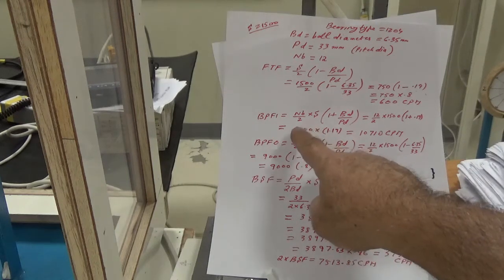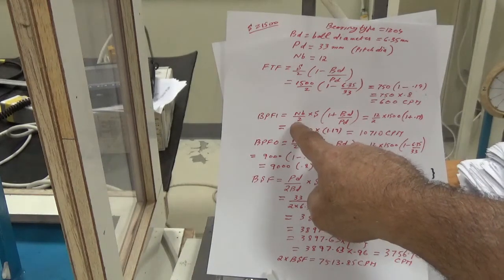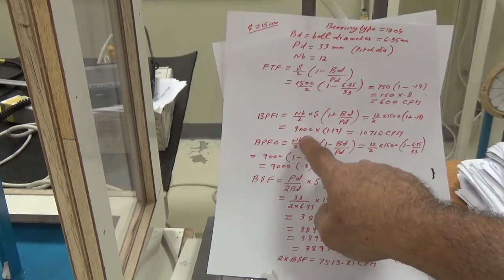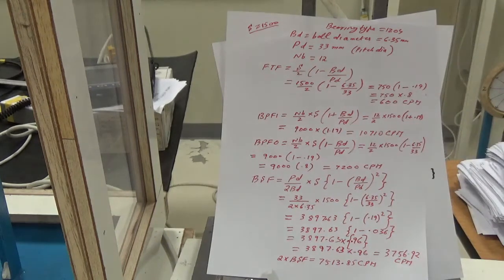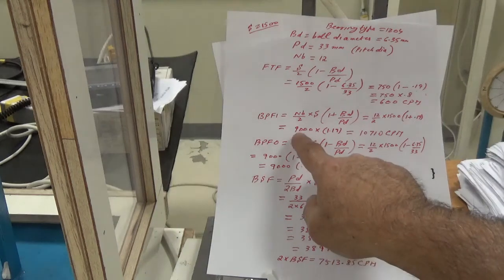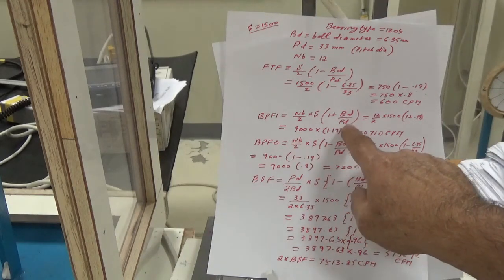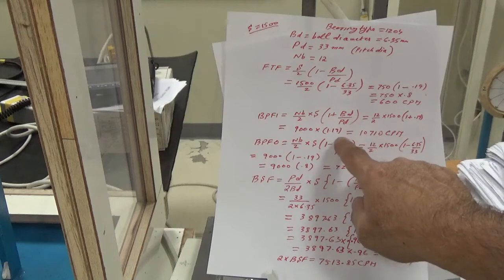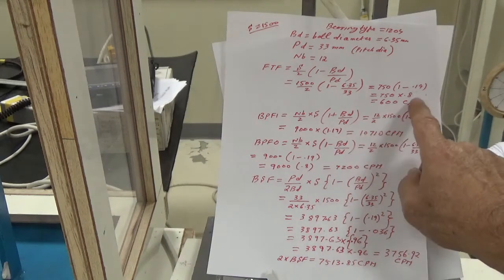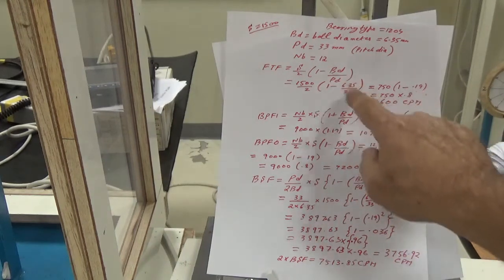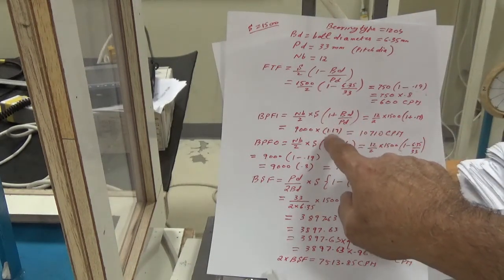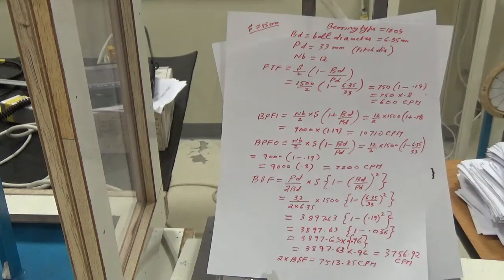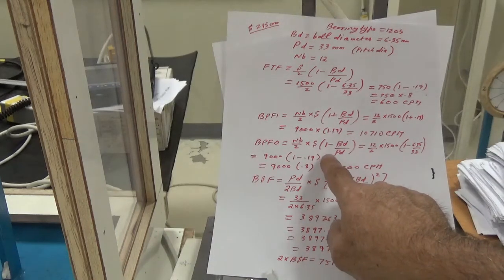You can see here the number of balls is 12. 12 divided by 2 is 6. 6 multiplied by S. S is how much? 1500. 6 multiplied by 1500 is 9000. And BD over PD is 0.19, as I calculated. Here you have to add it. So 1 plus 0.19 is 1.19. So the answer coming is 10710.